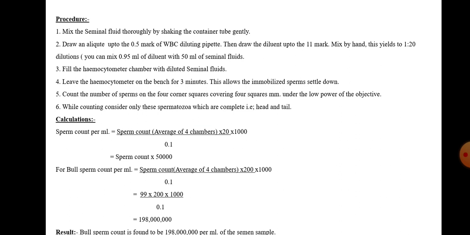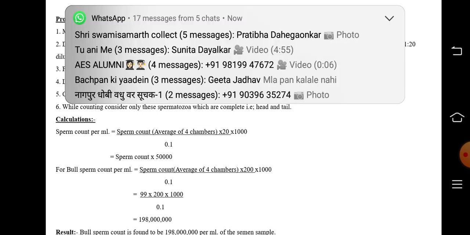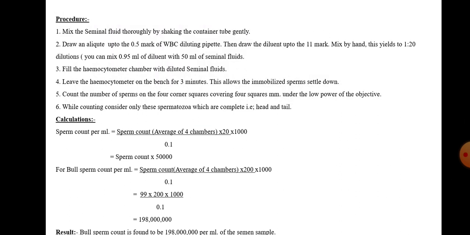Count the number of sperms in the 4 corner squares of the WBC, covering 4 square millimeters, under the low power objective, that is under the 10x power. While counting, consider only those spermatozoa which are complete, that is with head and tail. So while counting the sperms, you have to keep in mind that only those sperms having the complete structure, the head as well as the tail, should be counted.